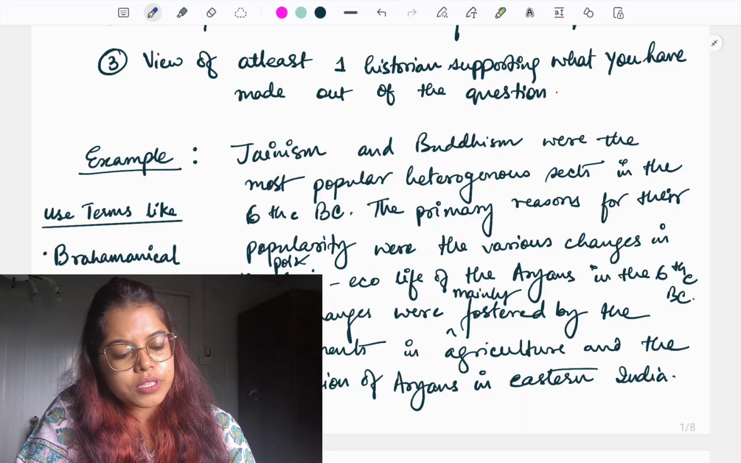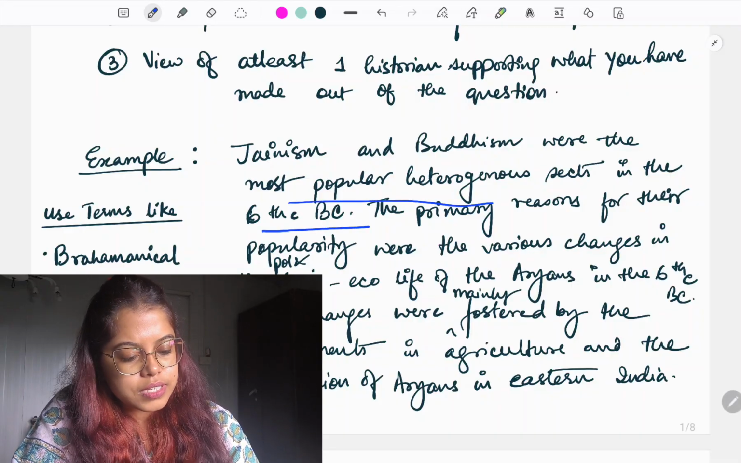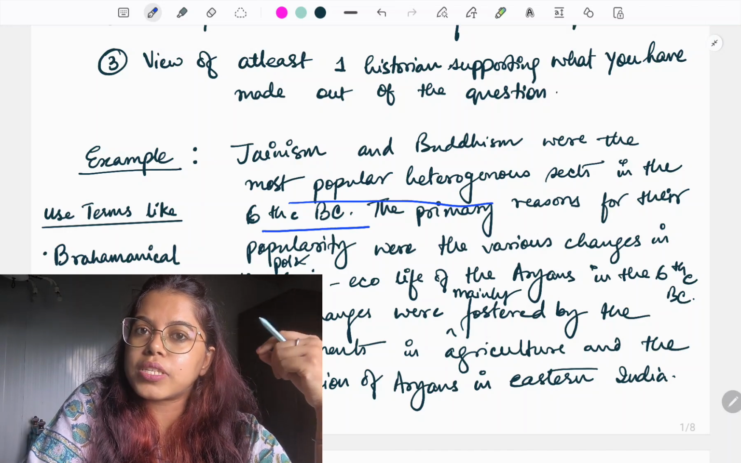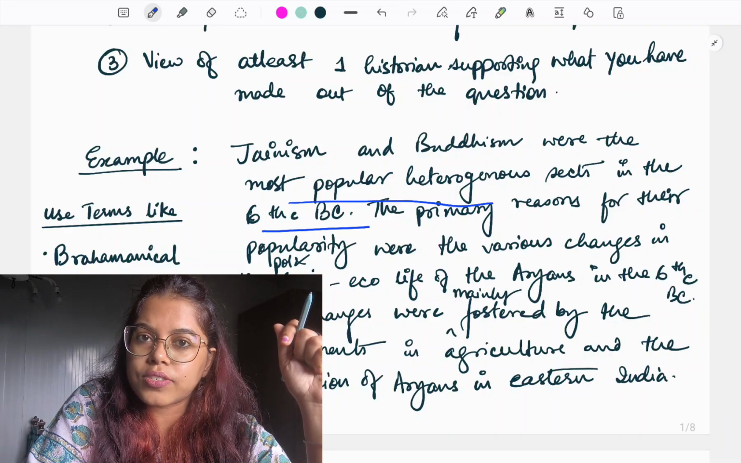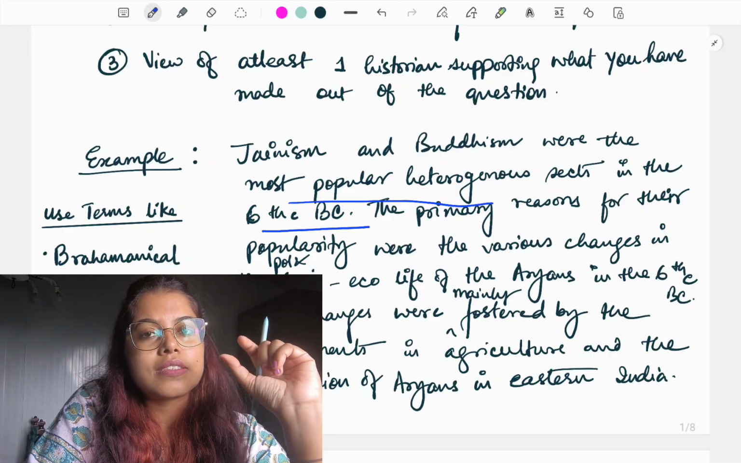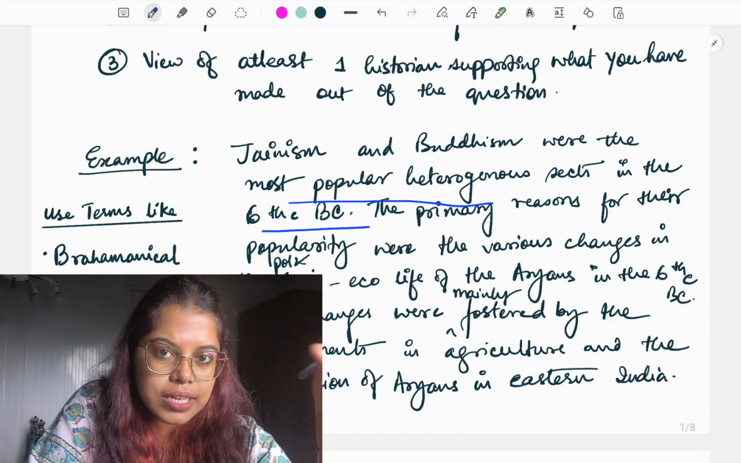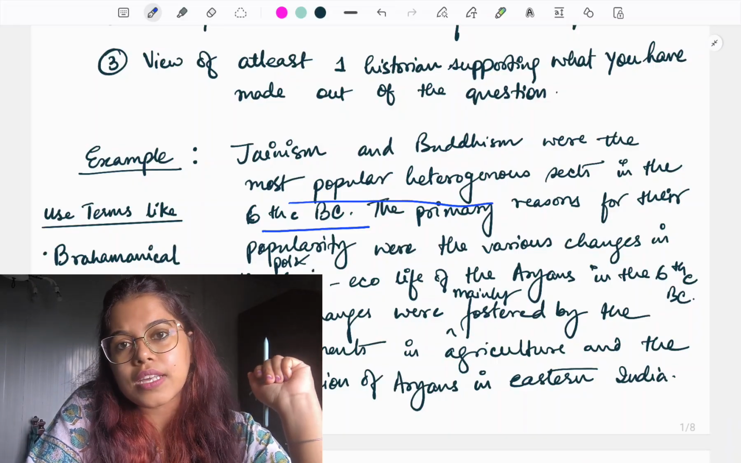For example, Jainism and Buddhism were the most popular heterogeneous sects in the 6th century BC. It is important to let the examiner know that you know. So when I'm talking about Jainism and Buddhism and the socio-economic changes, I am talking about the time period that is the 6th century BC. I have to tell the examiner that I know these things are happening in the 6th century BC. Next, I will move on to what the question is asking.